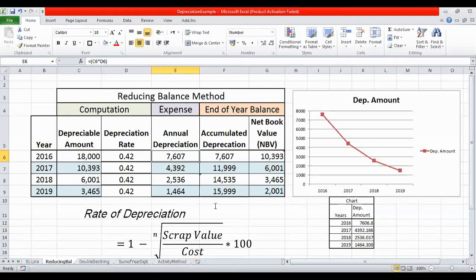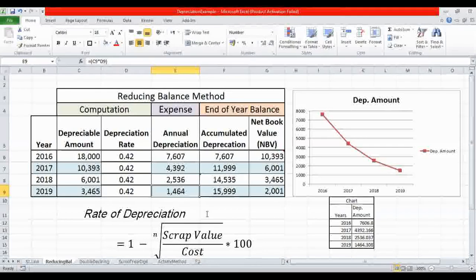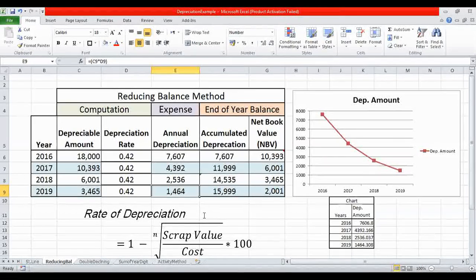Due to these huge expenses, if we use a reducing balance method, then it is going to have a big impact on our net income. Our net income will be understated. As we go along different years, 17, 18, and 19, you can see in 2019, our annual depreciation expense is reported to be only 1,464, which means that in the earlier years of the reducing balance method, we are understating our profits, but in the later years, we are overstating our profit. So this is called reducing balance.